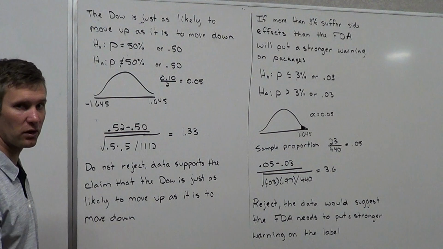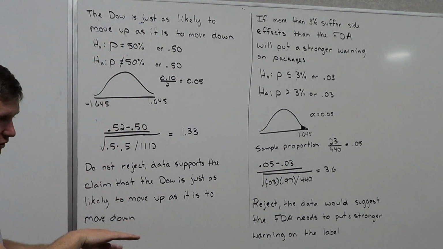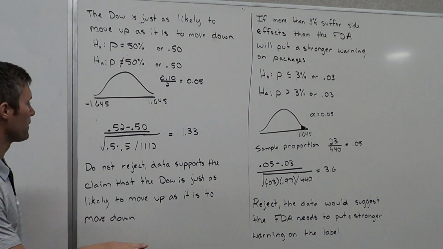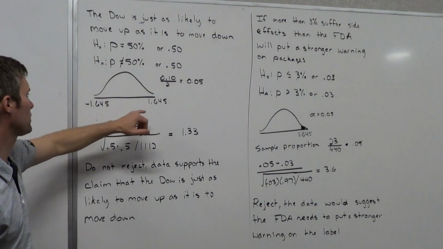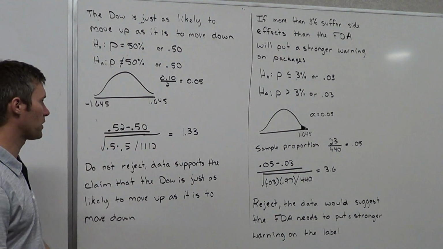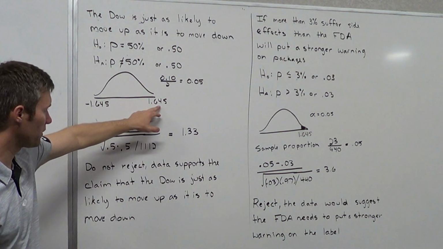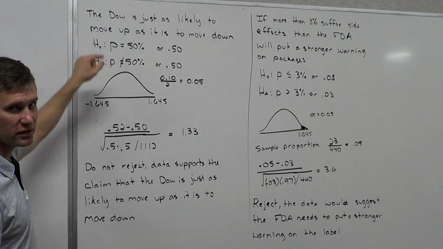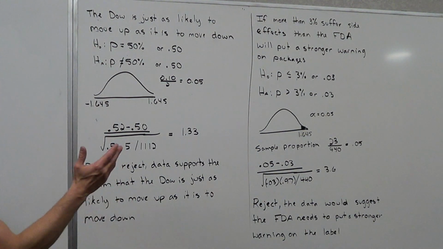This is a z-score. So on the bottom of that t-table, all the way on the bottom, we go down to where we see z-scores on that bottom row. So go to your z-score, you get 1.645 and negative 1.645. We subtract and get 1.33. 1.33 is not greater than that value, so we do not reject. So again, it supports this claim here, that it's just as likely to move up as it is to move down.